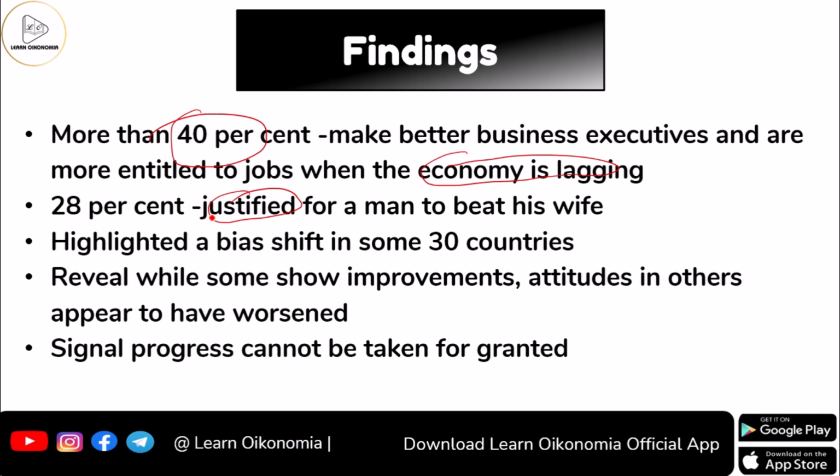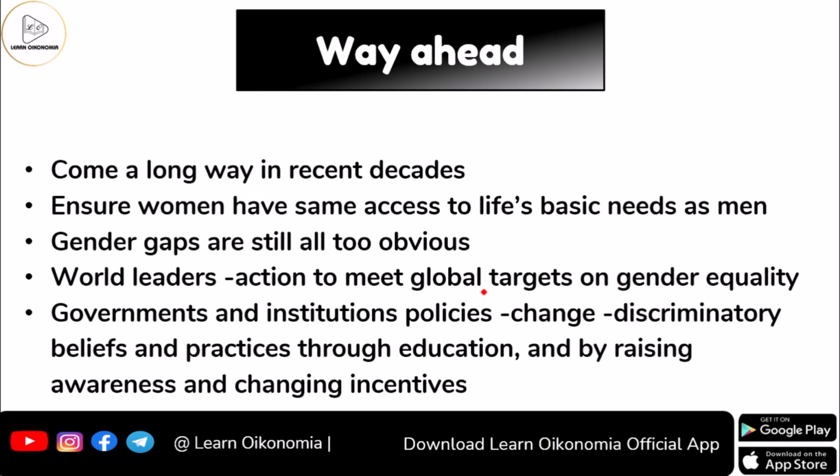This highlights a bias that is against women, and this is something which is felt in many economies. It highlights a bias shift in some 30 countries, which reveals that while some improvements are there in some areas, our attitudes are something that we have to change, and only by doing that can there be progress, otherwise no progress can be made.